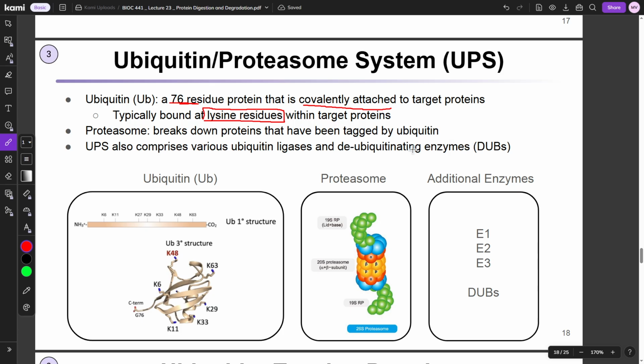So basically, you have a protein you want to degrade. You covalently bind ubiquitin to a lysine on that protein. And then that ubiquitin tag allows it to be taken to the proteasome, and you degrade it. There are also other ubiquitin ligases and deubiquitinating enzymes, which we'll talk about here. So that way you can actually recycle your ubiquitin. Let's go ahead and talk about that.